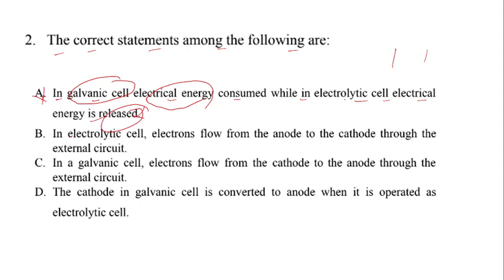The second statement is, in an electrolytic cell, electrons flow from anode to cathode through the external circuit. To discuss this option, we will just discuss the electrolytic cell. Suppose this is the beaker, and we are putting 2 electrodes, and it is connected to a battery, because it is electrolytic. Electrolytic means you are using electricity to break something. So suppose we are adding one battery. Let me write, this is positive and this is negative.